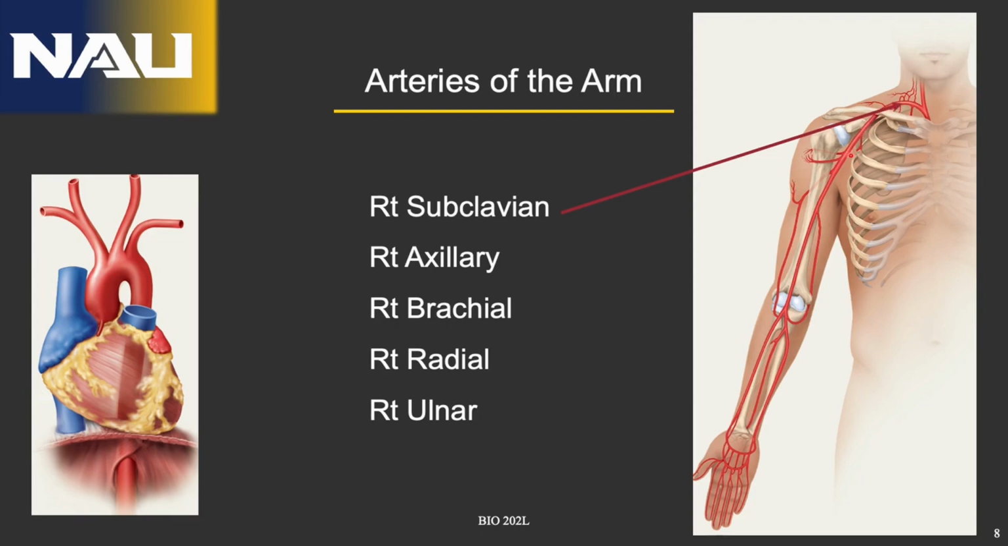And then when it passes by the armpit or axillary region, we have the right axillary artery. Then here we go down to the right brachial artery, where it then splits into the right radial and ulnar arteries. So we have radial, which is by the radius, and the right ulnar, which is right by the right ulna.